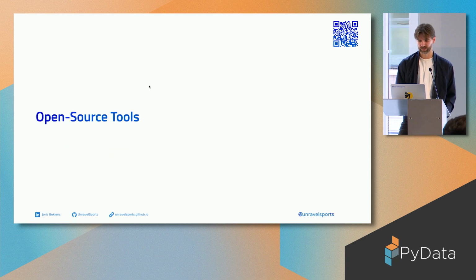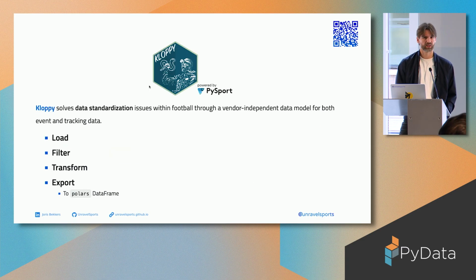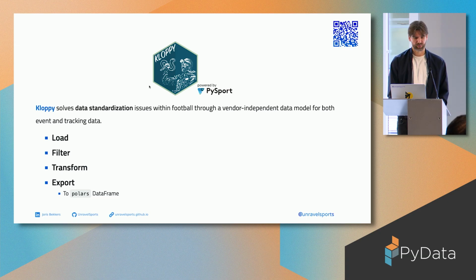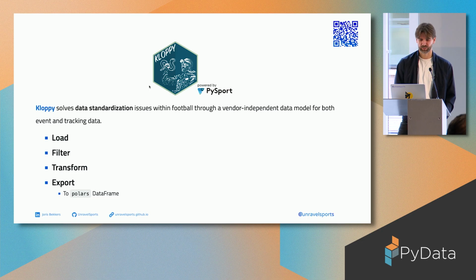So what tools are we going to use? We'll be using Kloppy. Kloppy is a Python package that's powered by PySport, and it started 5 years ago because people already realized that there were like 3 or 4 data providers and all of them had a different data structure. And we wanted a way to standardize this data and make it vendor independent, so you can change vendor or load the same data from different vendors and check the quality differences and all that kind of stuff.